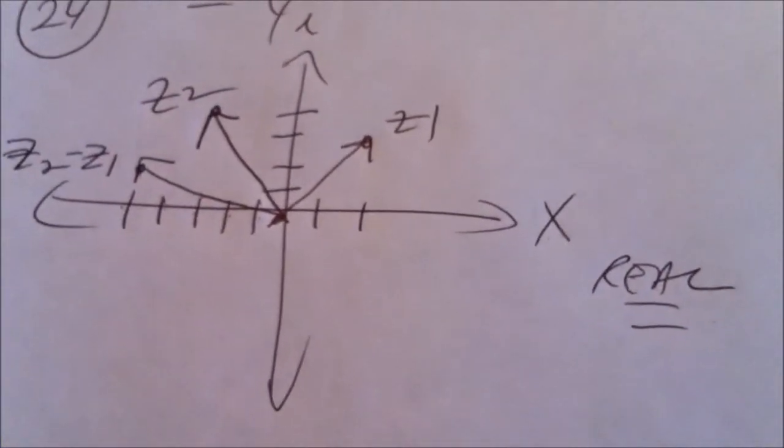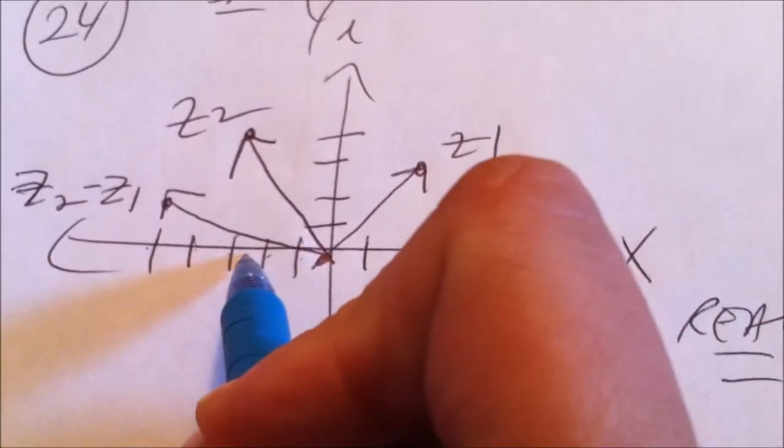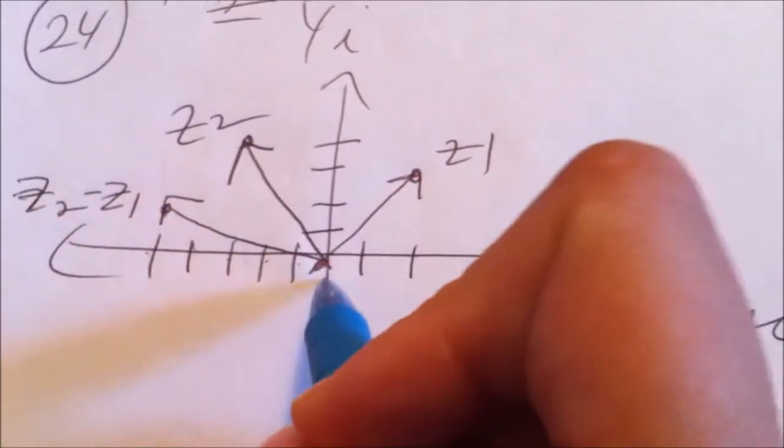Z2, we're going to graph in the same set of axes. Z2 is negative 3 plus 4i, which you could think of as the coordinate negative 3 comma 4. So we go back to our axes here. We go 3 to the left, up 4, connect it to the origin, and then put an arrowhead on it.